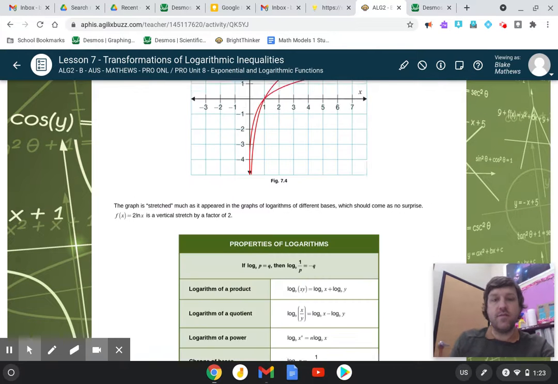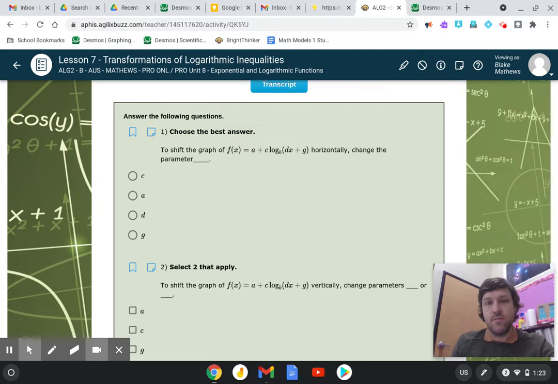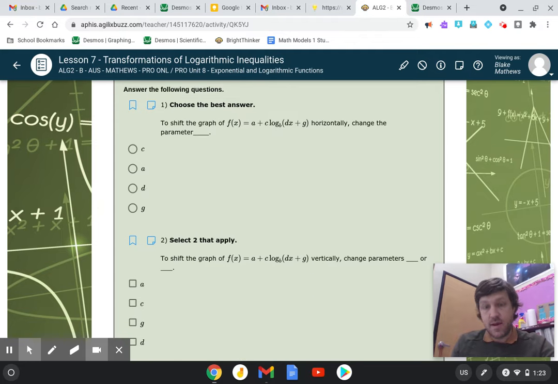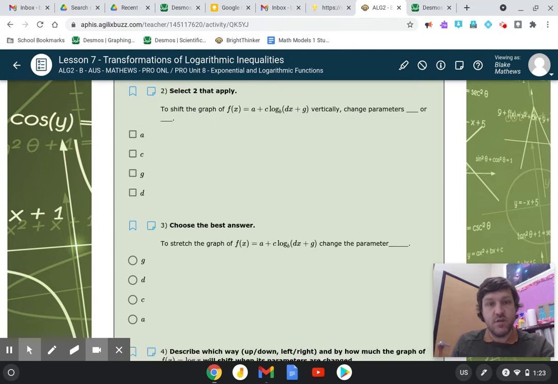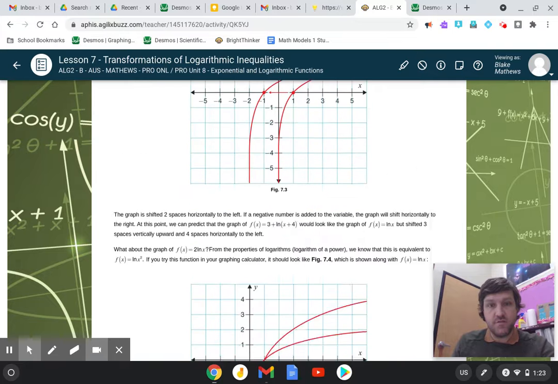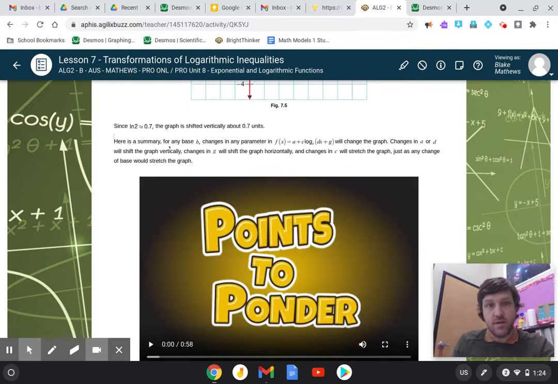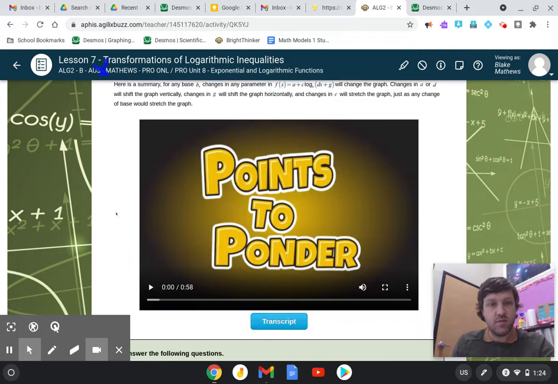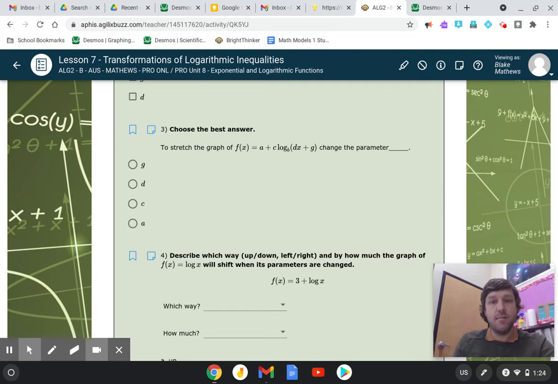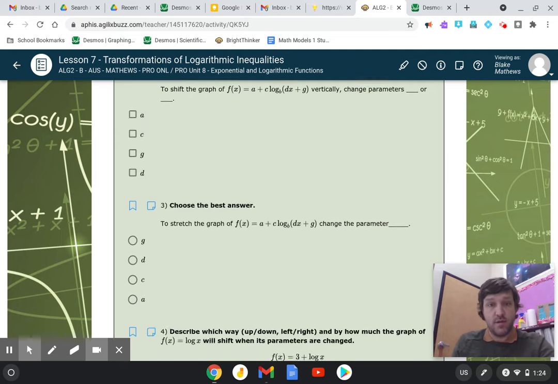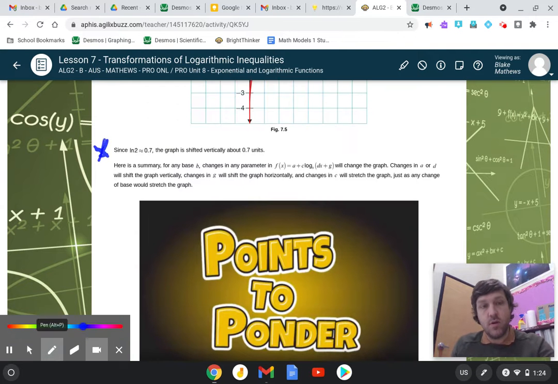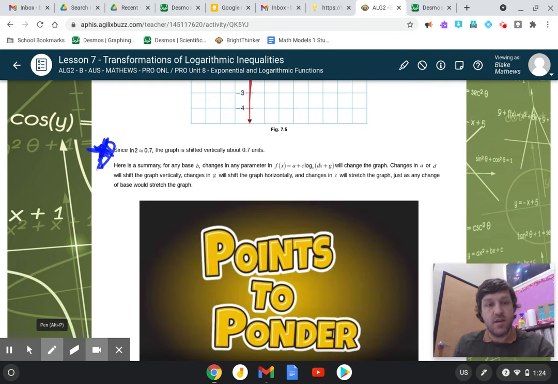So I'm going to address the first part of the lesson first. Questions 1 and 2 are coming from the description of the function right here, this summary. That is the information you need for numbers 1, 2, and 3. This paragraph will tell you what you need to know for questions 1, 2, and 3.